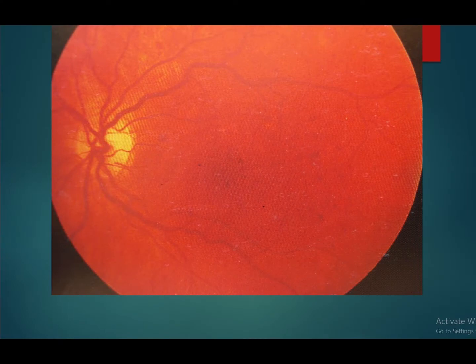So this is a case of mild diabetic retinopathy where you're able to see the small red dots, which are called microaneurysms. So those microaneurysms can be seen. They are small red dots or microaneurysms. So in mild non-proliferative diabetic retinopathy, you're going to see only microaneurysms.